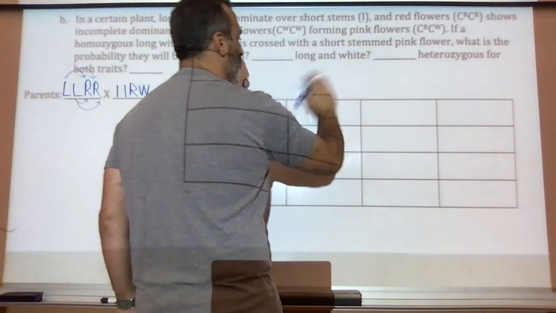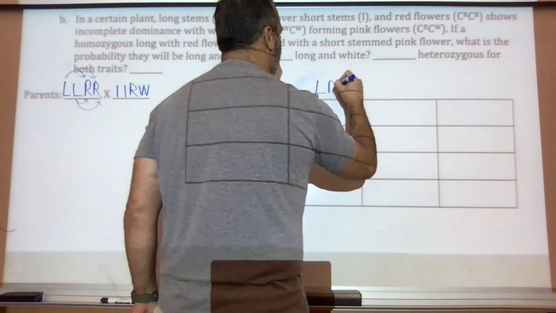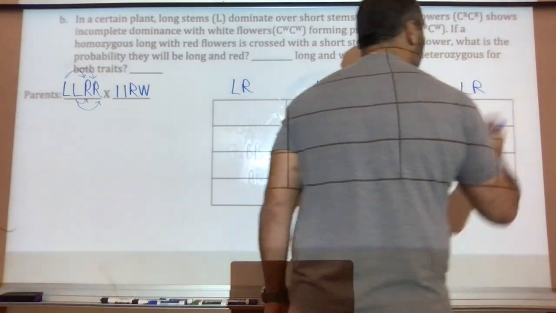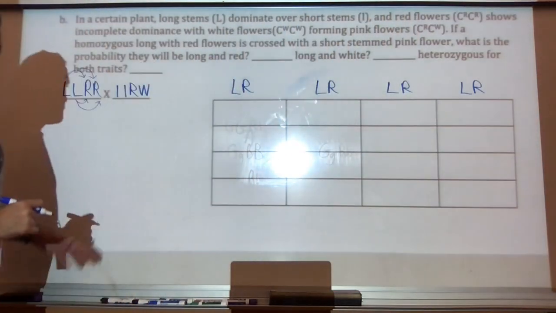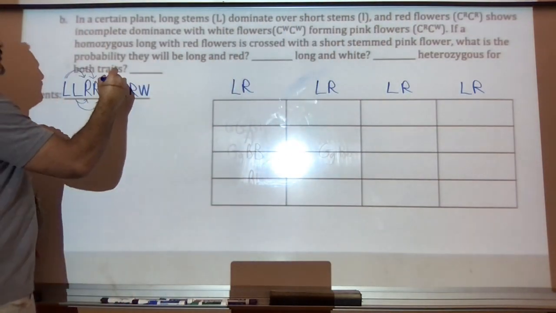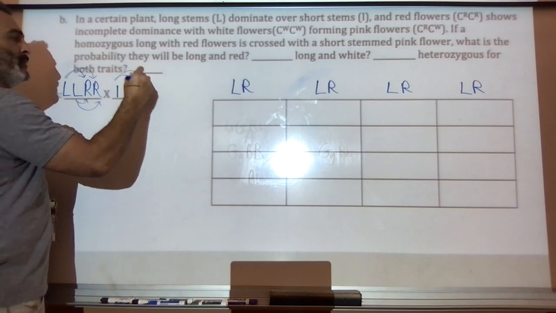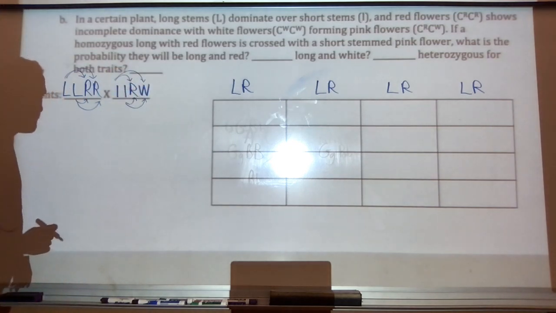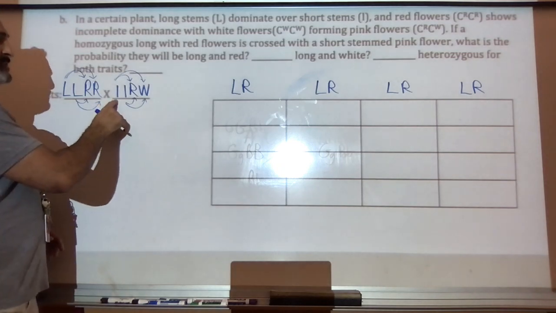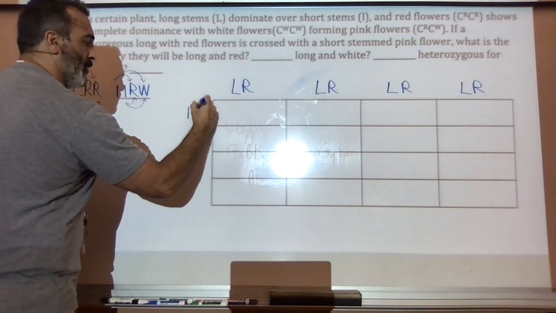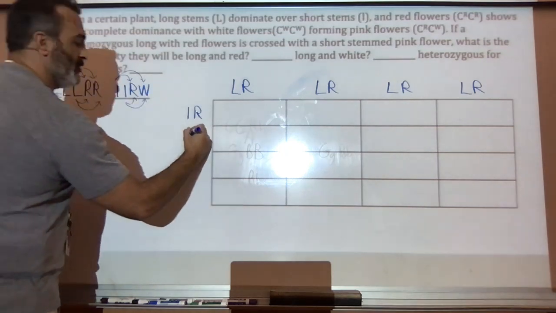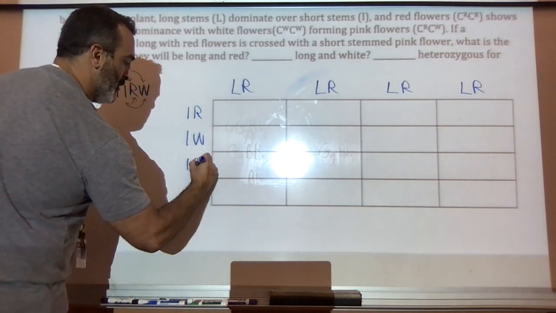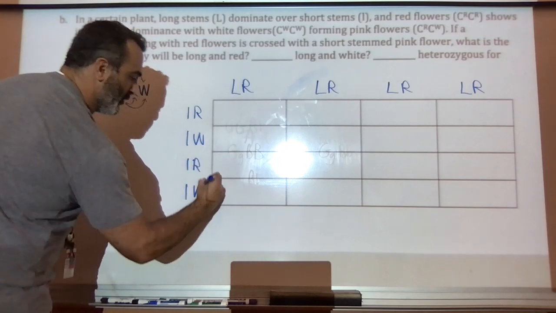Let me slide it over. Uppercase L, uppercase R, uppercase L, uppercase R. They're all the same. Okay, down the side, draw your arrows. Draw your arrows on it, okay? And these ones are lowercase L and big R, lowercase L and W, lowercase L, big R, lowercase L, big W, all right?